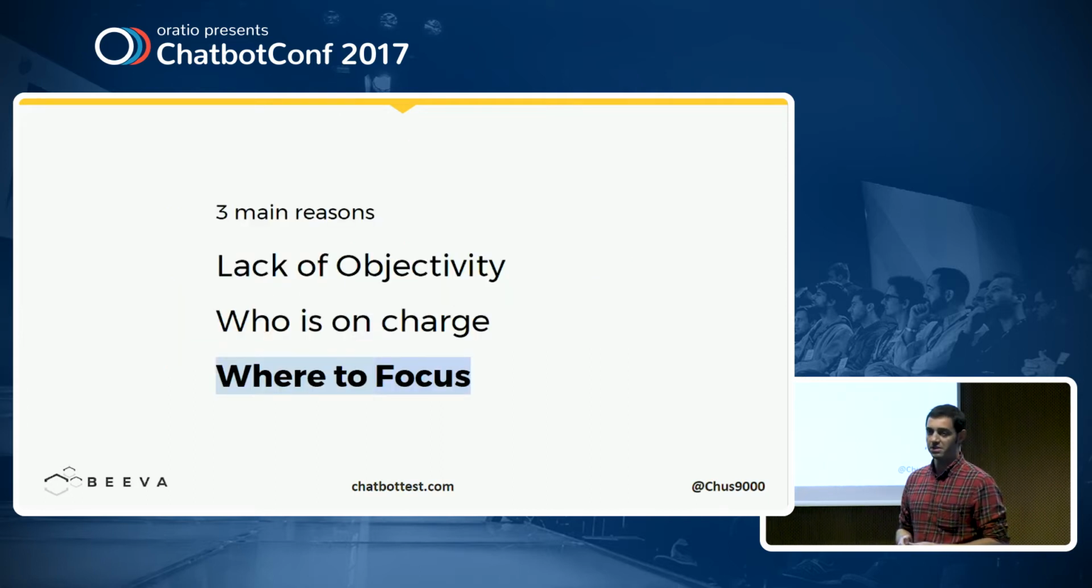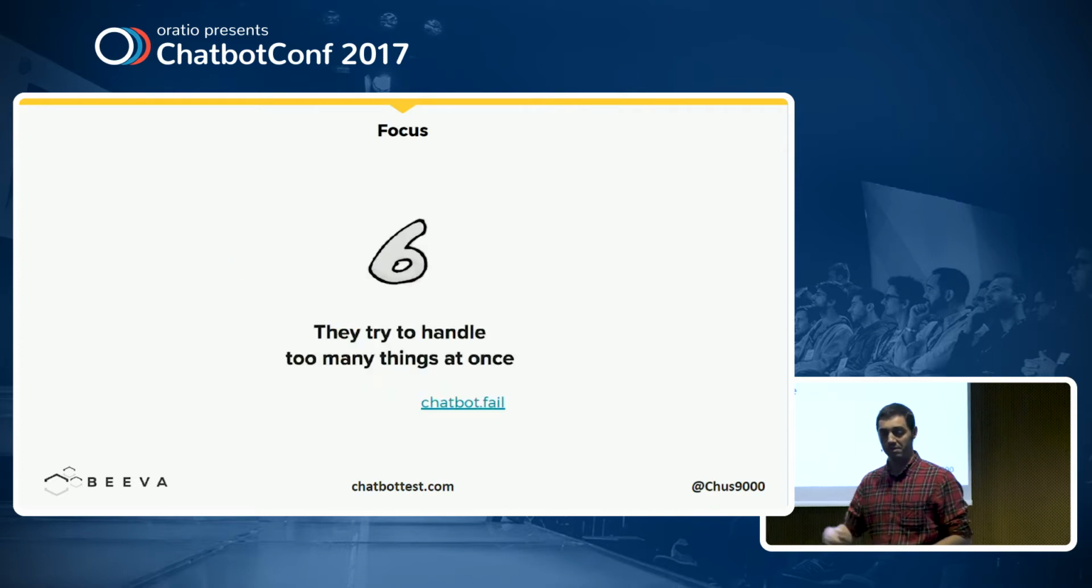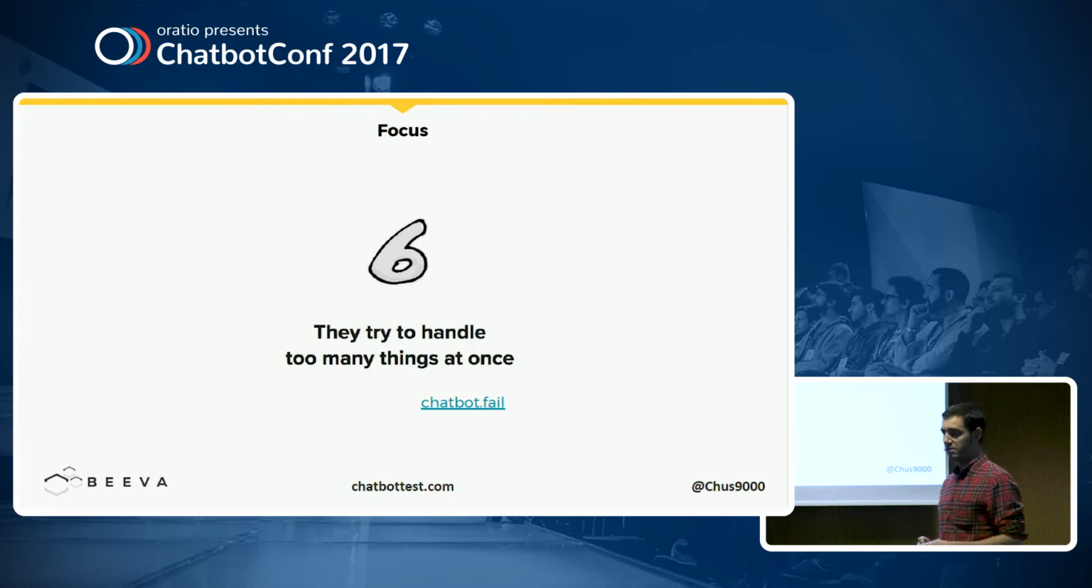And the last reason is that it's really difficult to focus on something in this chatbot world. Okay, this is also from chatbot.fail. There are many things we can do with chatbots. There are thousands of functionalities, and we never know where we should put our efforts, because we mainly don't have any way to measure anything. So we just worry about the things that we think we should be worrying about.